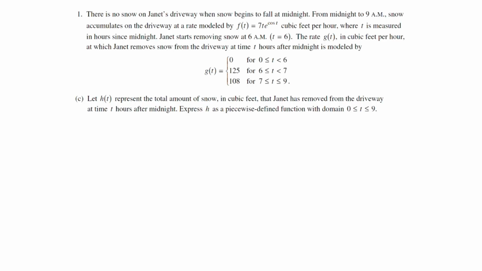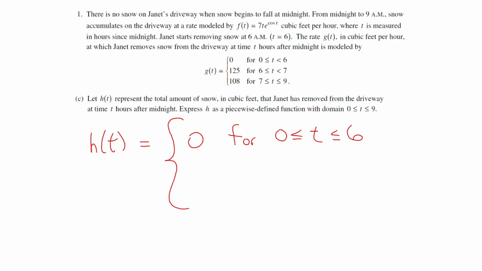Well, if she's removing nothing from 0 to 6, then h of t is going to equal 0 for 0 to 6, right? Because if she's not removing anything, then there's no amount that she's removed. Like if her rate is 0, she's not removing anything. So from 0 to 6, she's removed nothing. Which means that we also know that h of 6 is equal to 0, right?